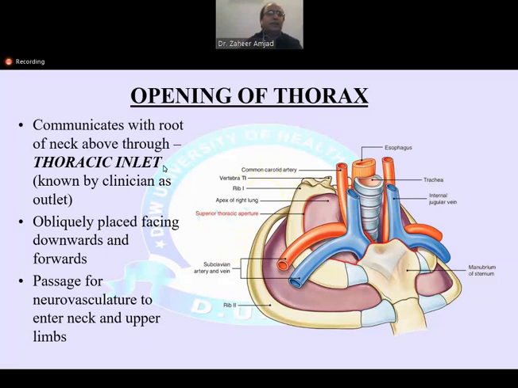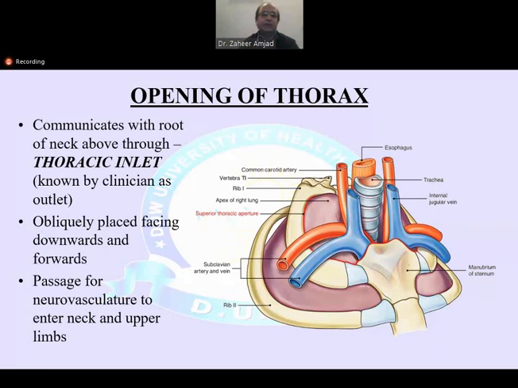Thoracic inlet is called by the clinicians the thoracic outlet. This is a special name given to the aperture which is bounded by the first rib, the sternum and the first vertebra, which is called by the clinicians the thoracic outlet. So now, when you are in the clinic, you would be hearing of thoracic outlet syndrome, for example, but anatomically we call it the thoracic inlet.